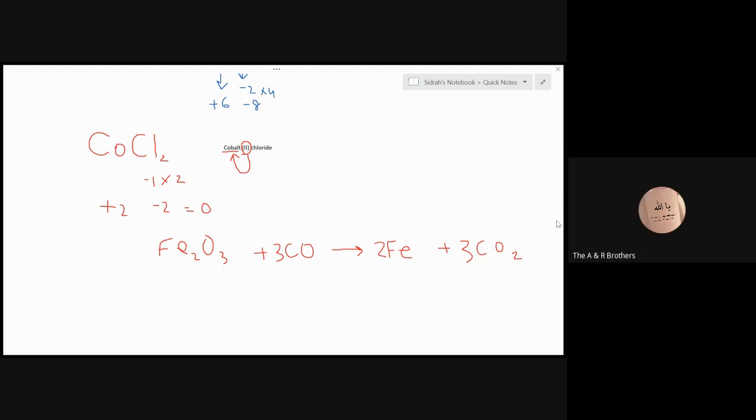Okay, ma'am. So this is a redox reaction, and iron oxide is being reduced because it loses its oxygen, and carbon monoxide is being oxidized. Why? Because it gains the oxygen. That's why. Okay. And iron oxide loses the oxygen.